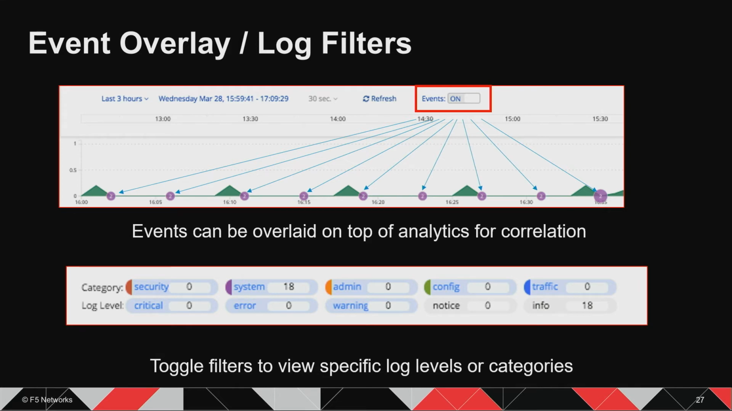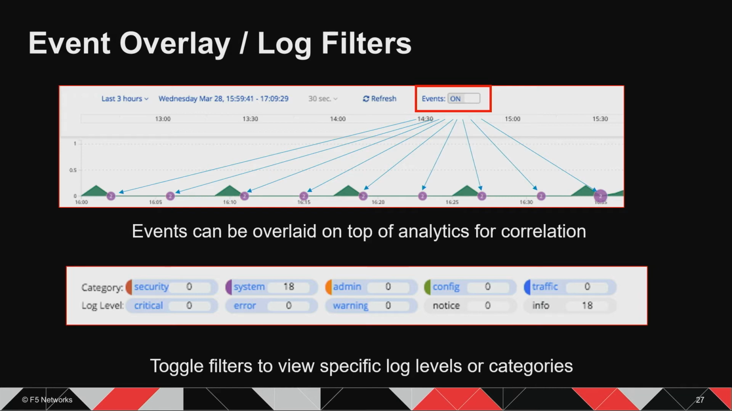The other neat thing that we have is correlation. So you can turn events on or off, and if you turn them on, we'll overlay syslog events on top of the analytics. So here you might see, well, there was a blip in traffic here. Oh, yep, there was some sort of system event that happened here that correlates to that performance change. So it'll allow you to do correlation.